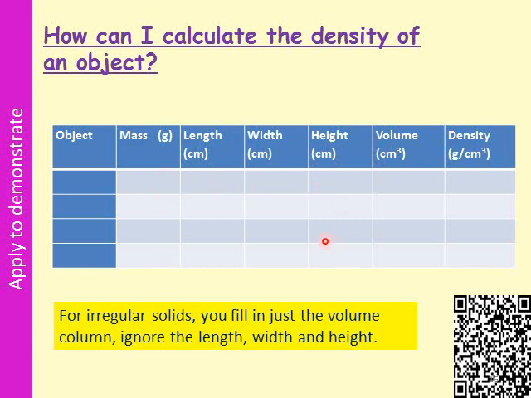These three columns here, you're only going to fill out for regular solids, okay? Because as we discussed before, you can't measure the length, width, or height of a piece of rock with a ruler. You're going to have to use displacement to work out the volume. So for irregular solids and liquids, you'll just have this column filled in, and so you divide the mass by the volume to fill in this column here, the density.